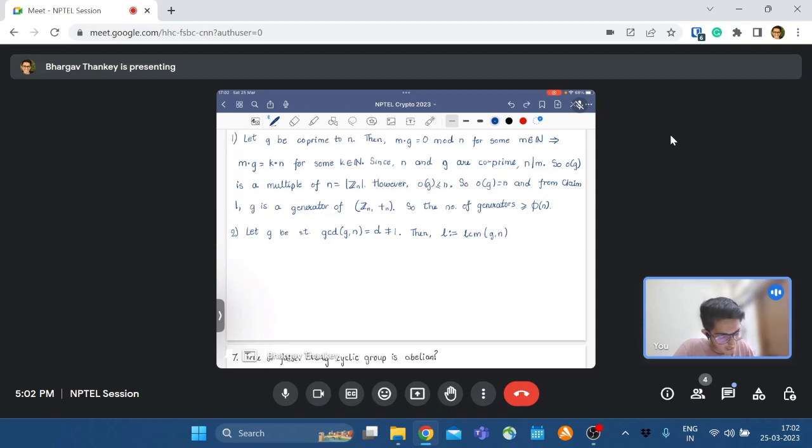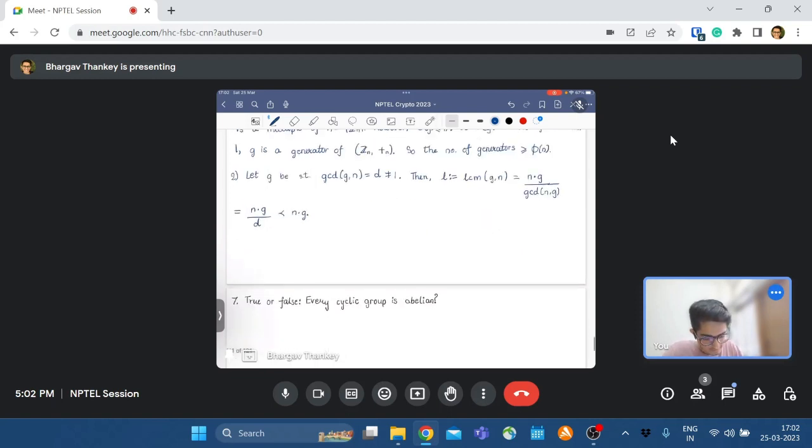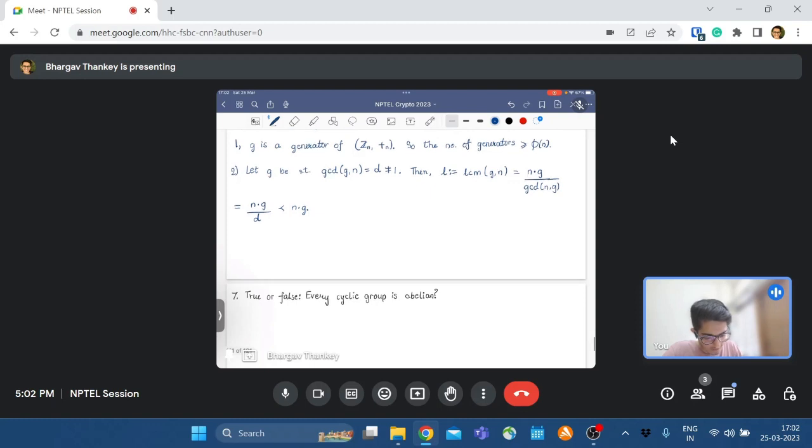Then we know that the LCM of two numbers is this, right? Which in this case is N times G over D, strictly less than N times G, right? Because D is not one. Yes, so we have this.